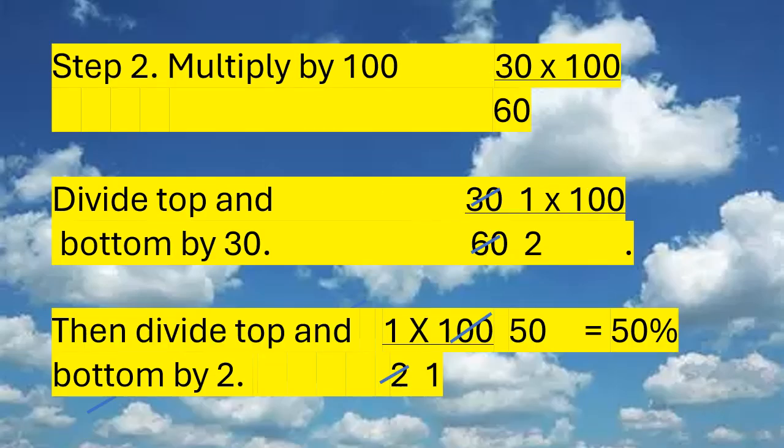Okay, step 2. We multiply that fraction by 100. So we get 30 times 100 on the top and 60 on the bottom. Now we can divide the top and the bottom by 30. So on the top, 30 divided by 30 is 1. On the bottom, 60 divided by 30 is 2. Now we can divide the top and the bottom by 2. So 2 on the bottom divided by 2 is 1. 100 on the top divided by 2 is 50. So we have 50 times 1 on the top equals 50%. And that's the answer.